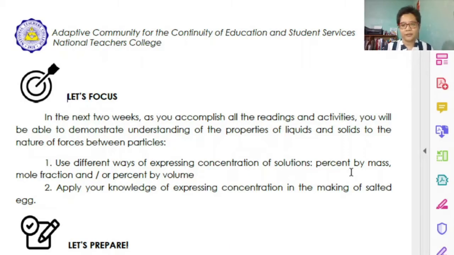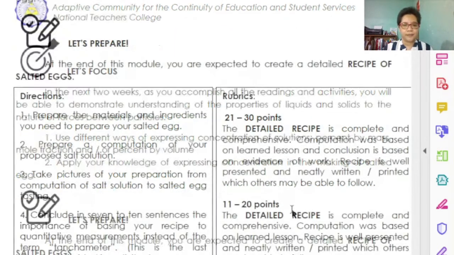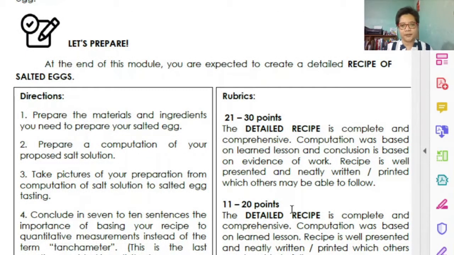Hi, we are now in Module 2, Quarter 3, and in this module, you will be able to demonstrate understanding of the use of different ways of expressing concentrations of solutions like percent by mass, mole fraction, and/or percent by volume. Also, you will apply your knowledge of expressing these concentrations in the making of salted egg. And then at the end of this module, you are expected to create a detailed recipe of salted eggs.